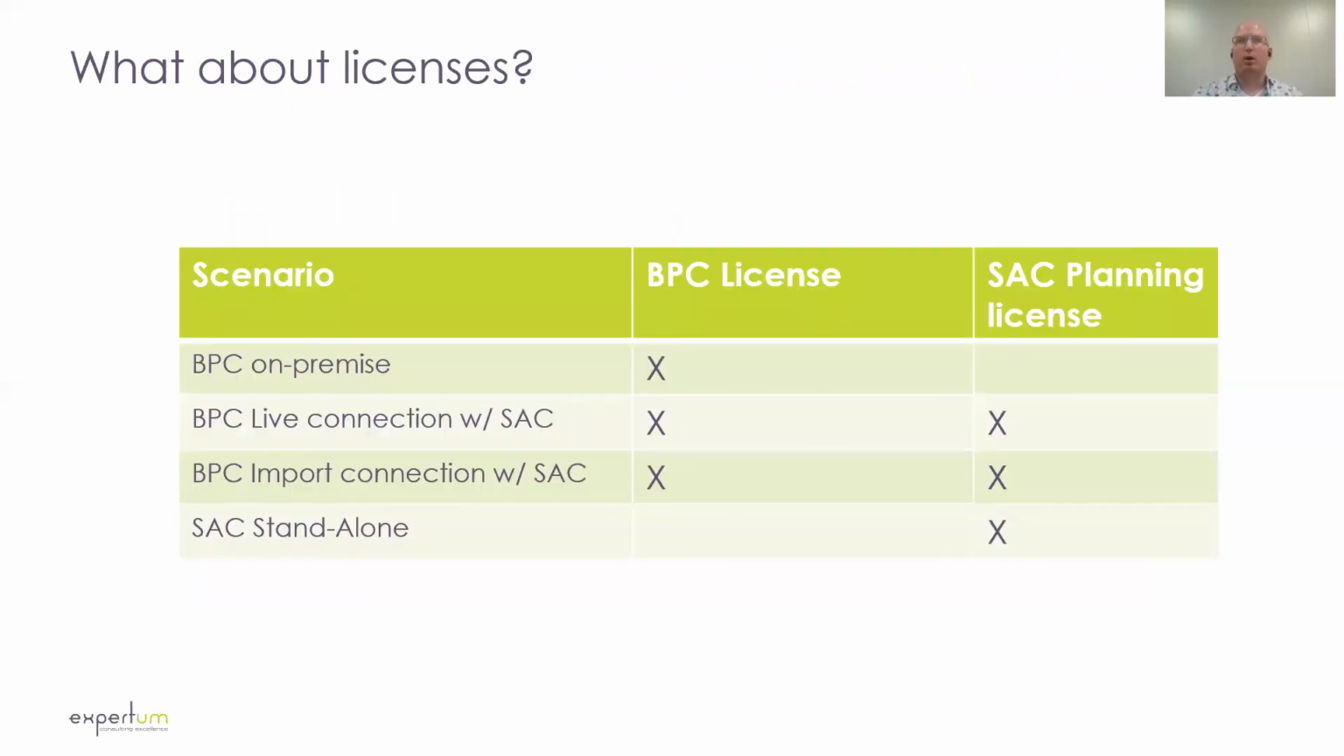Now, what about licenses? Because well, you have to have a license to use SAC. If you have a BPC license but you don't have a planning license for SAC, then you can use BPC on-premise. Logical. If you do have both, you can use either live or import connection. And if you only have SAC planning licenses, you can use the standalone version.